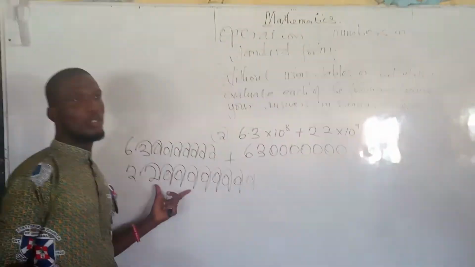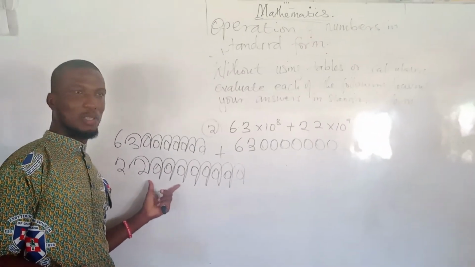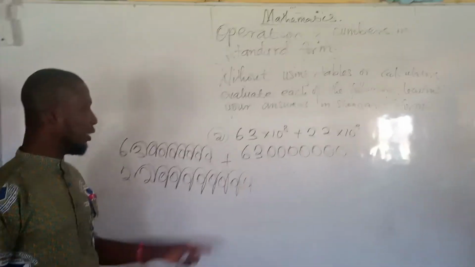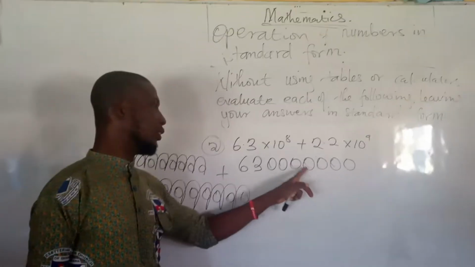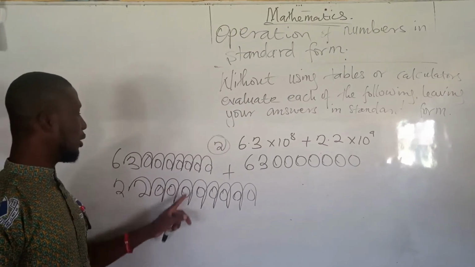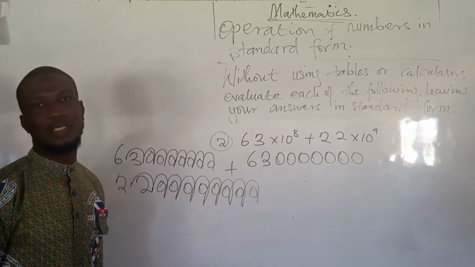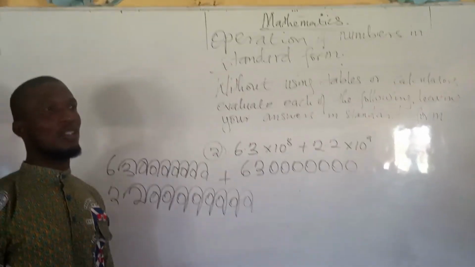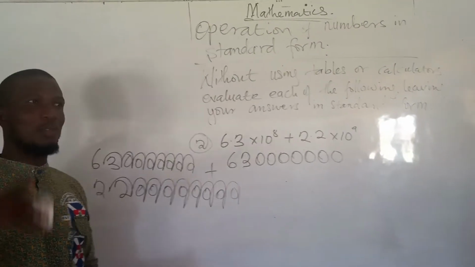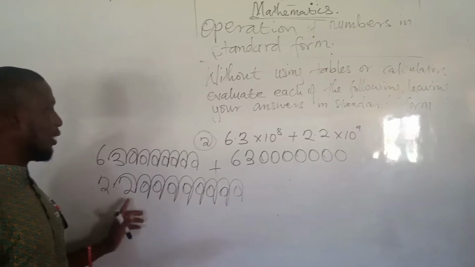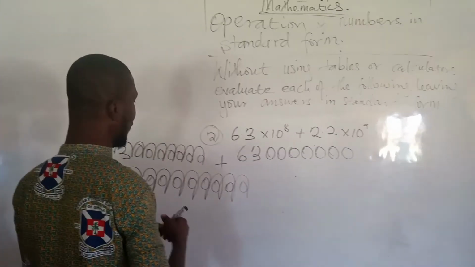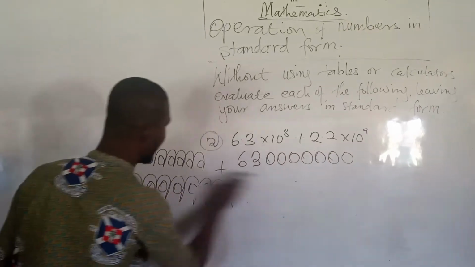After getting this, I said something when we were solving example 1, that our points have to be in alignment. This one has 1, 2, 3, 4, 5, 6, 7, 8, 9, and this one has 1, 2, 3, 4, 5, 6, 7, 8, 9, 10 digits before the decimal point. All the digits before the decimal point must come so that the decimal point will be at the same place. Because this is 10, it means that one of the numbers must shift to the right. So we are going to have our 2 here.